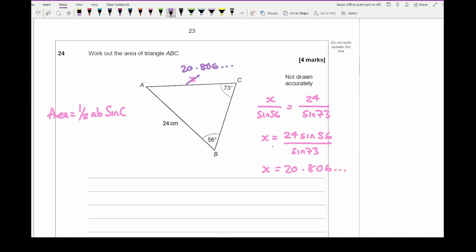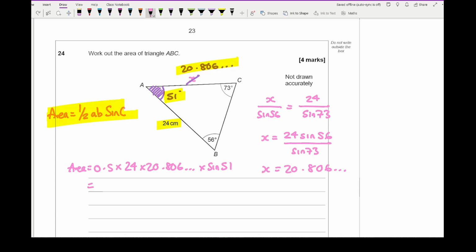Now just using my mental arithmetic, I can work out what angle A, or CAB, is by doing 180 minus 73 minus 56, and that gives me an answer of 51 degrees. So then to use this formula to work out the area of a triangle, I'm going to use this length here, which is still on my calculator, and this angle here. So to work out the area, it's going to be 0.5 multiplied by 24 multiplied by 20.806, and whichever rounding you've used for that, multiplied by sine 51.